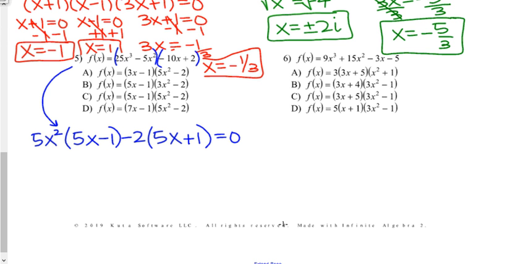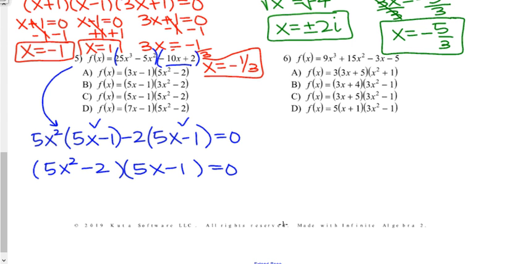Oops, did I do that wrong? Oh yeah, I'm sorry. When I factor out a negative 2 from positive 2, I get that negative 1. Sorry, I was looking at the answers, not the question. Now I can rewrite this in my two sets of parentheses. I have 5x squared minus 2, and then 5x minus 1, because these were the same, so I ended up doing it correctly.